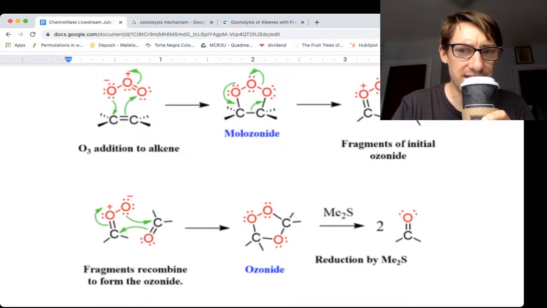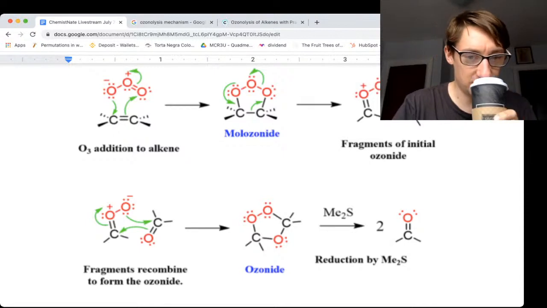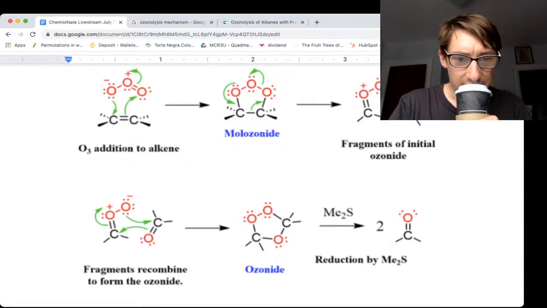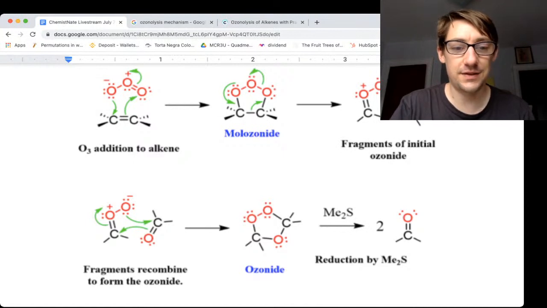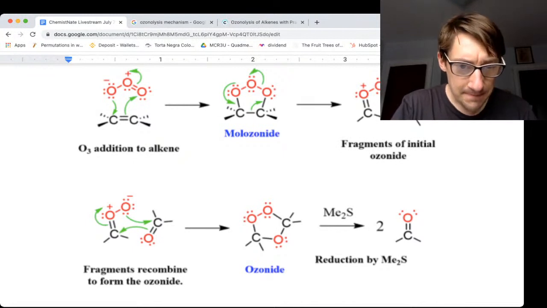I feel like that's going to be easy to remember. One of those has to have the extra oxygen on it. The fragments can recombine to form the ozonide. That's fun. This reminds me of a Diels-Alder cycloaddition, even though it's not exactly the same thing. You've got two alkenes reacting to form all single bonds.